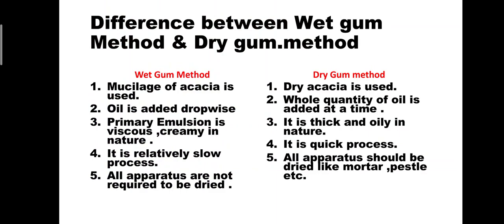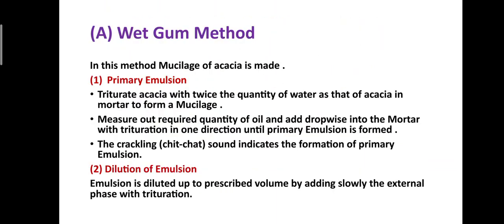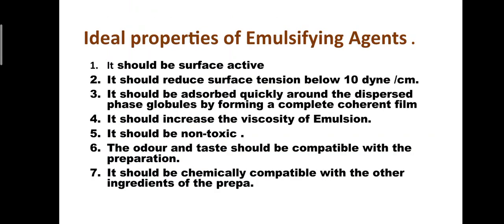There is a difference between the dry gum method and the wet gum method. That means there are two methods of preparation. Ideal properties of emulsifying agent: there are 7 ideal properties. It should be surface active, with surface tension below 10 dyne per centimeter. It should adsorb quickly around the dispersed phase.